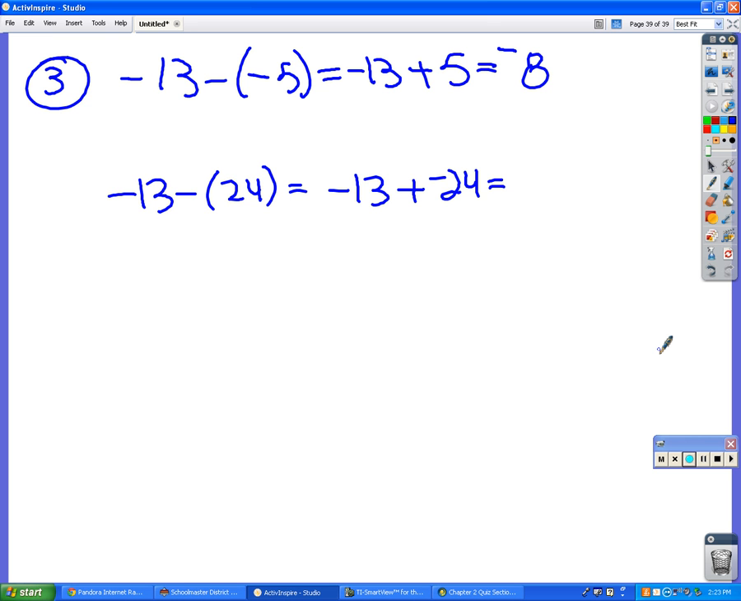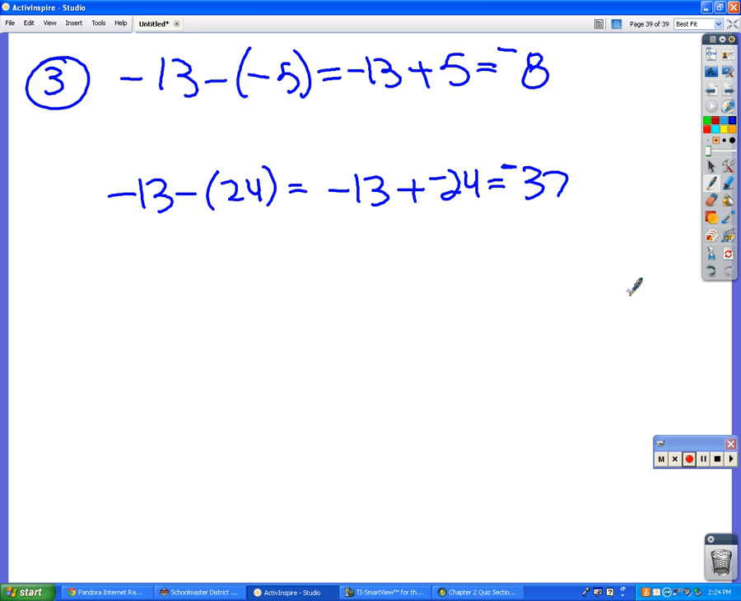Okay, yeah, we will. So this one right here, I changed this minus sign into a plus sign. And then the positive 24 becomes a negative 24. What do I have to do to finish this problem now? Right, since both of these have the same sign, I'm going to add them. So 13 and 24 makes 37. And then since they're both negative, it's a negative 37. Yes? So you always keep the first number the same, and the second one you switch. Yep. Okay, does that make sense now?